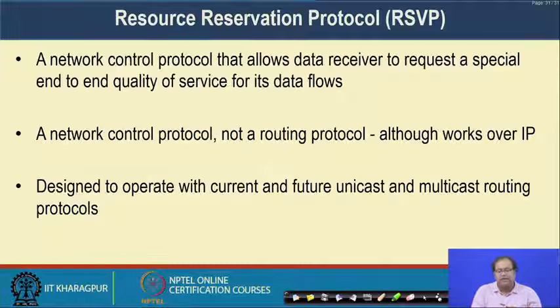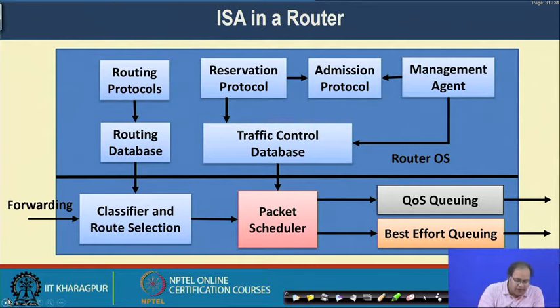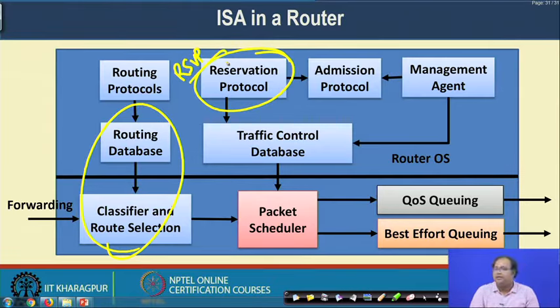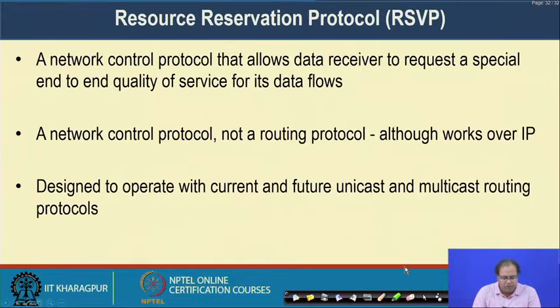Remember that RSVP is a network control protocol and it is not a routing protocol. It works with IP, that is true, but it works in association with IP. If you look into the earlier slide, we have the routing control protocol here, which takes care of your routing, and then your reservation protocol, RSVP, is running here, that takes care of resource reservation in individual routers. So, it is not a routing protocol, rather a QoS protocol which works in association with routing. It is designed to operate with current and future unicast and multicast routing protocols.